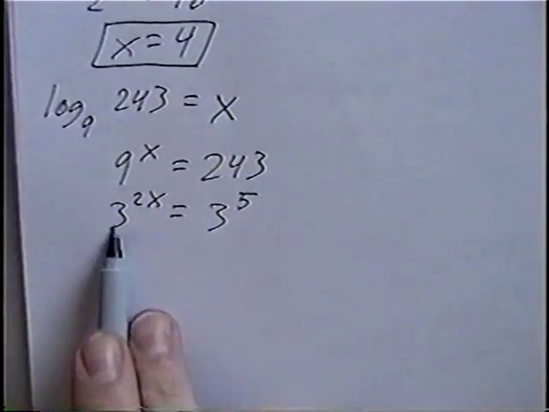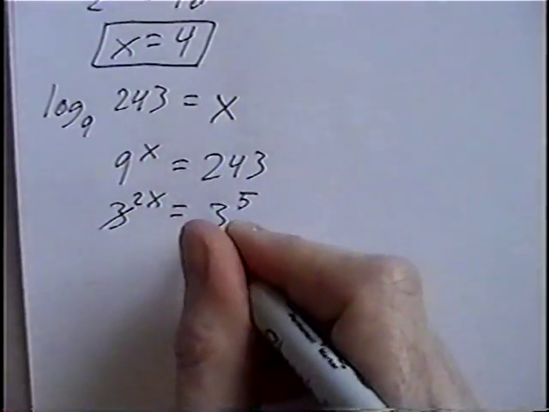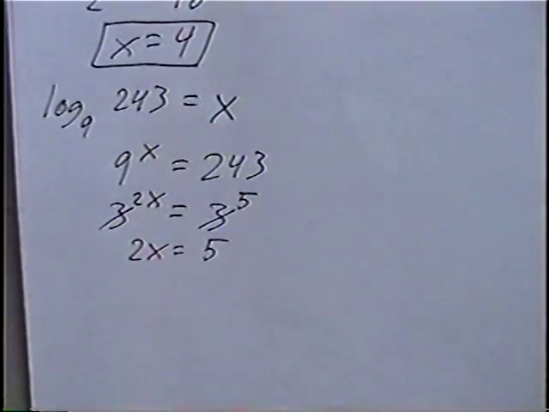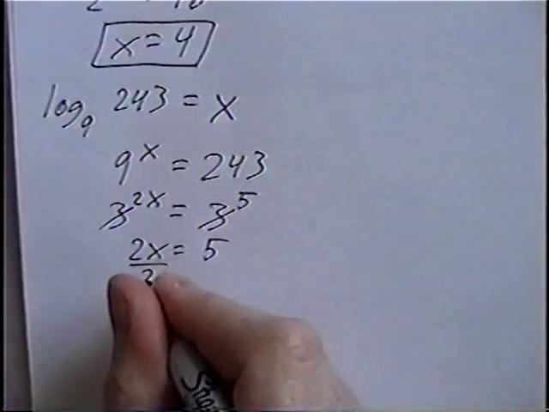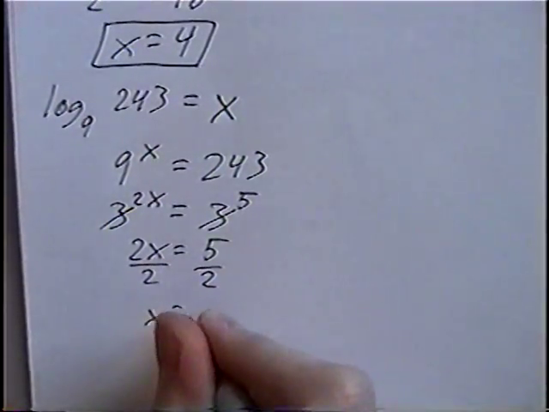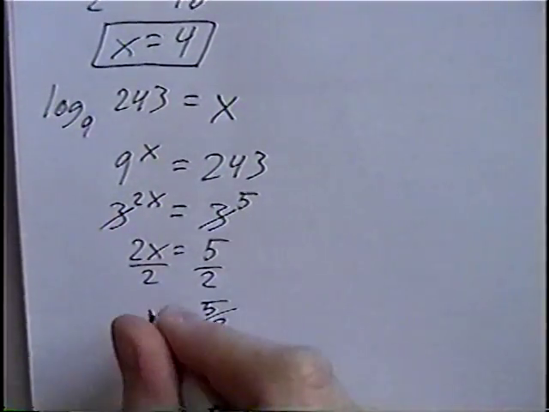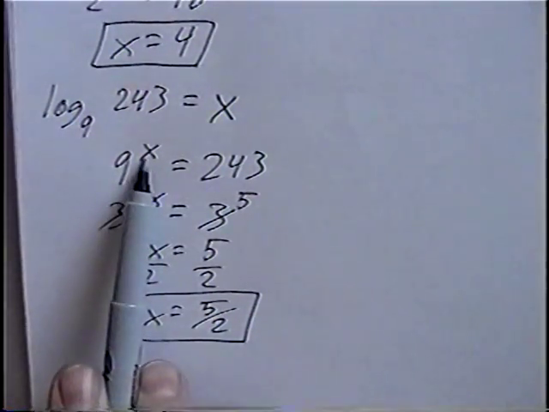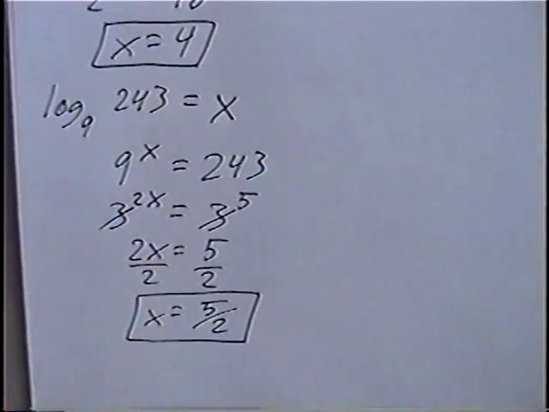And like the previous sections, when the bases are equal, we can cross those off and ignore those and set the exponents equal to each other. Solving, you get a fraction x equals 5 over 2. And again, there was no whole number integer. 9 to some power, that's 243.